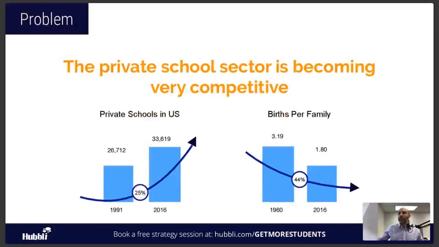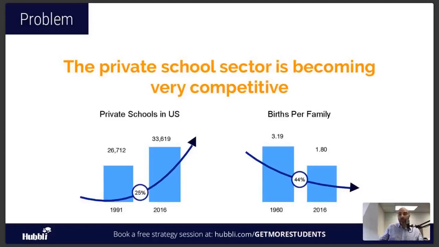So here's a big question. Why has enrollment marketing become such a big challenge? If you take a look at this graph on the left, you'll see that there's 25% more private schools in the US than there was 25 years ago. And at the same time, the chart on the right shows us that the average family is having almost half the amount of children as they used to. So these two trends are making a much more competitive landscape for private schools.